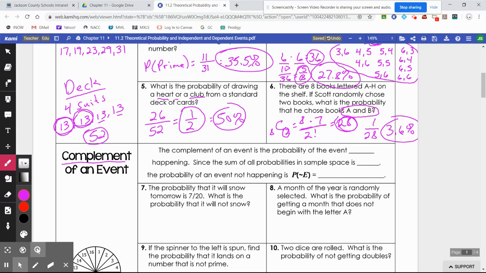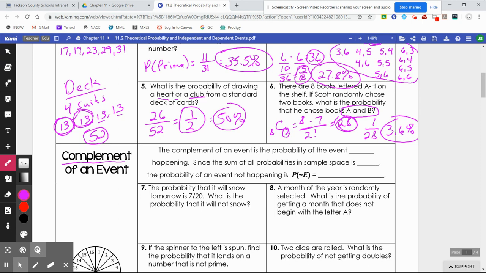And you could actually have multiple events. Maybe you've got a bag with red, blue, and green marbles in it. The probability of red, the probability of blue, and the probability of green drawing out would be complementary events. Those events complement each other. So let's read a little bit more about this.